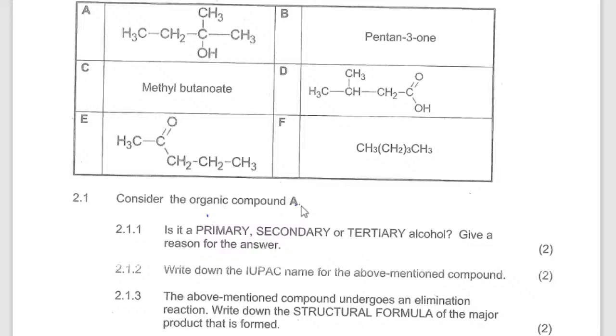Consider organic compound A. Is it a primary, secondary or tertiary alcohol? Give a reason for your answer. Look at this carbon atom with the OH group. It has 3 carbon atoms attached to it. Hence, it becomes a tertiary alcohol.